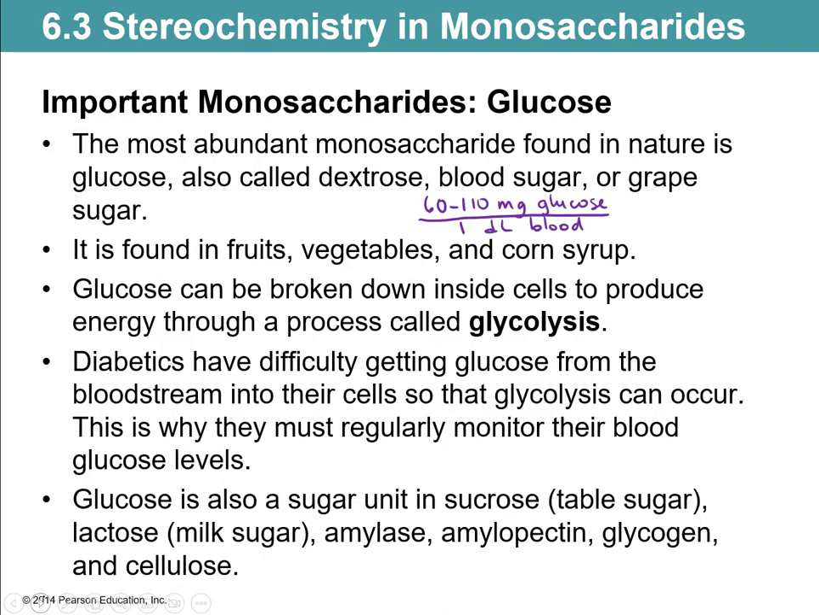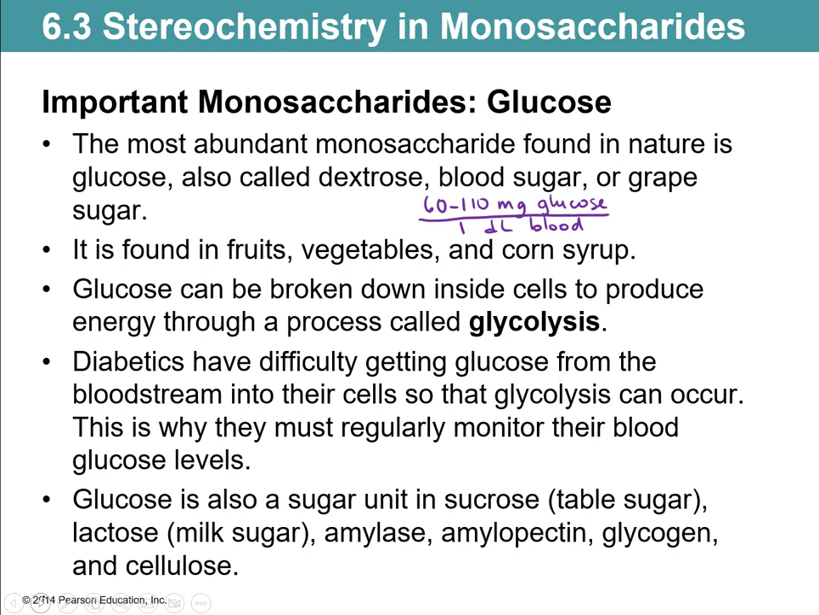Glucose is the most abundant monosaccharide found in nature. Other words for it: dextrose. So dextrose and glucose are the same thing. Grape sugar and blood sugar too. Dextrose, glucose, they're all the same term talking about blood sugar. You find this sugar in fruit and vegetables. It's part of corn syrup.